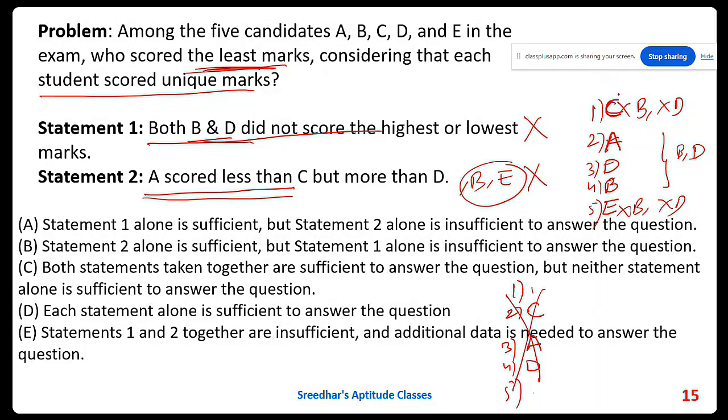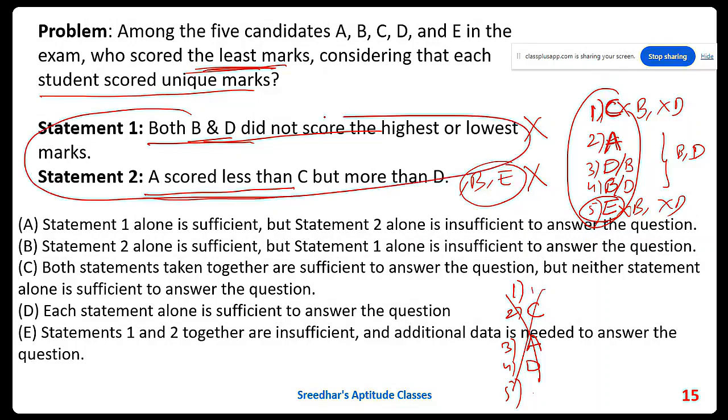So the only possibility is C highest, A second, and D, B I can interchange. I can take D here, B here, or B here, D here, but E is fixed. So who scored the lowest? E, and I am unable to answer that from statement 1 or 2 alone. So statements 1 and 2 together are sufficient to answer the question. I think C is the answer.